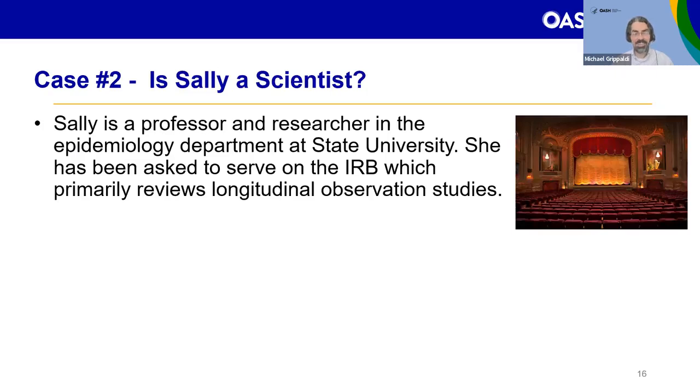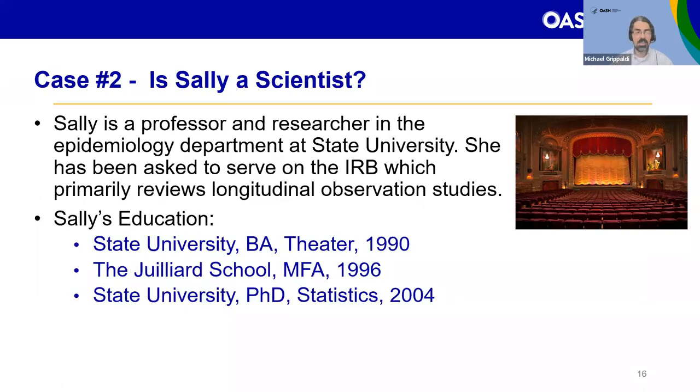Let's take a look at another example. So here, Sally is a professor and a researcher at State University in the epidemiology department. She's going to be serving on the IRB, which primarily does observational research that consists of longitudinal studies. Sally, inspired by Dolph in Rocky IV, wanted to become an actress herself. And she was quite accomplished. You know, she earned a bachelor's in theater and then a master's of fine art from Juilliard. But it seemed that she also had some other aspirations and interests. So she finished acting and went on to earn a PhD in statistics.